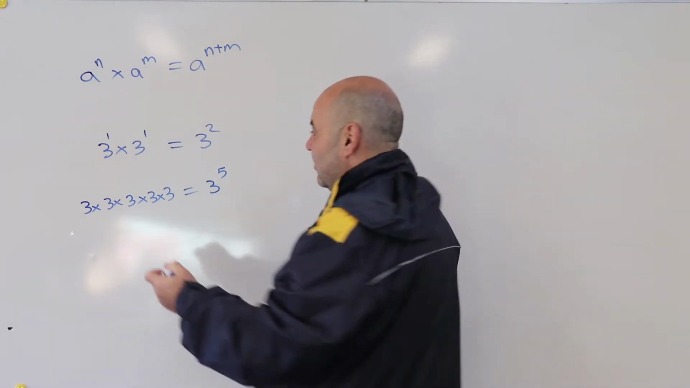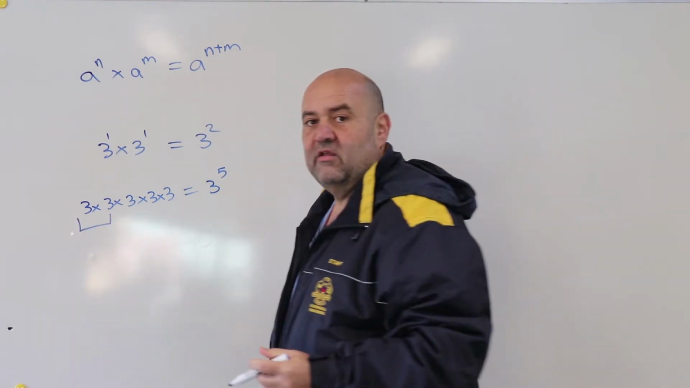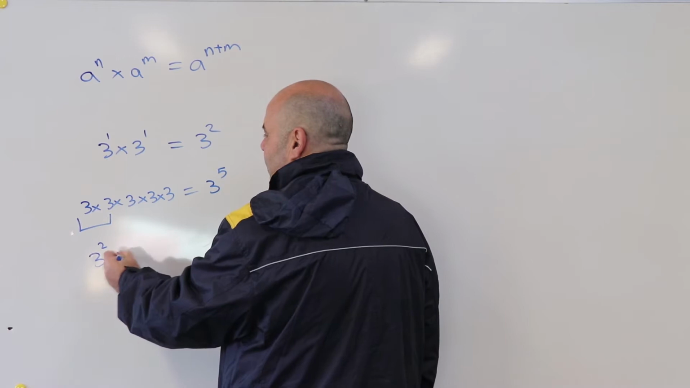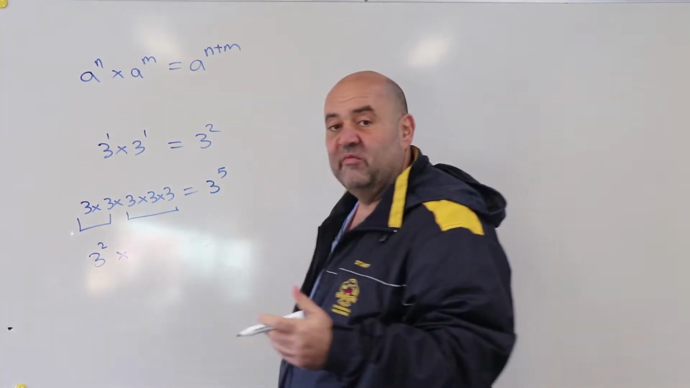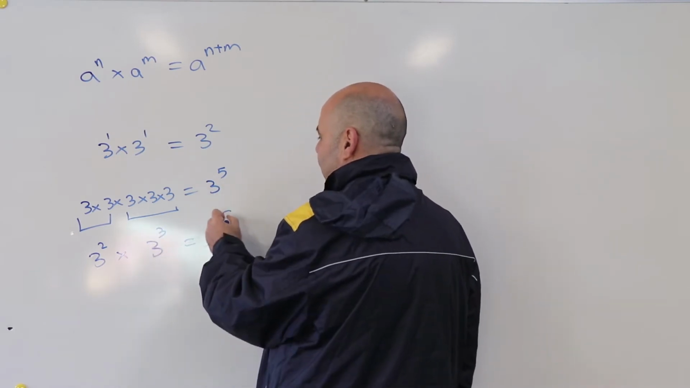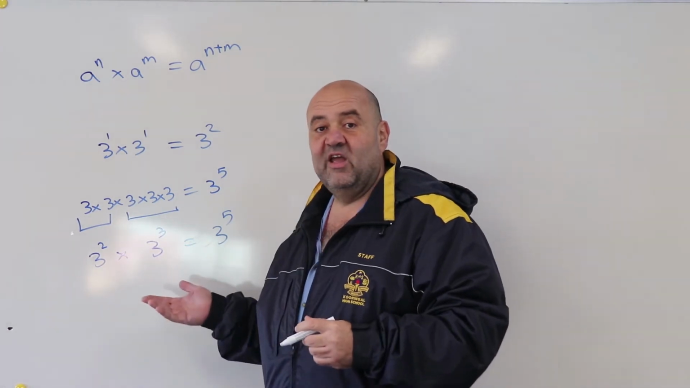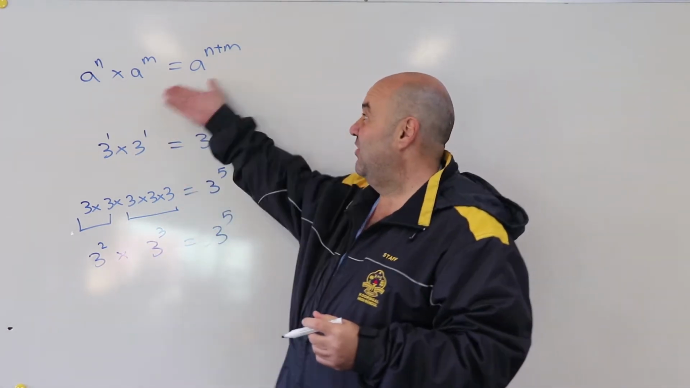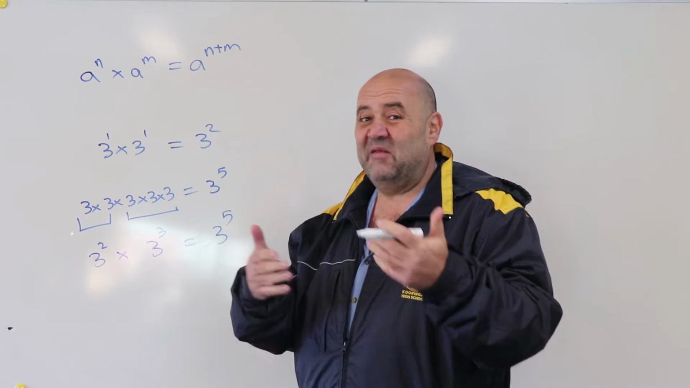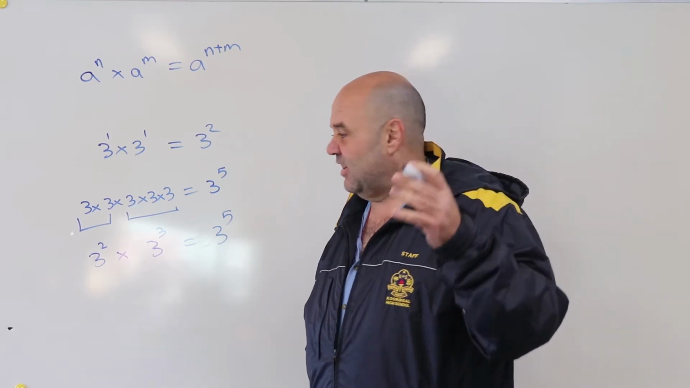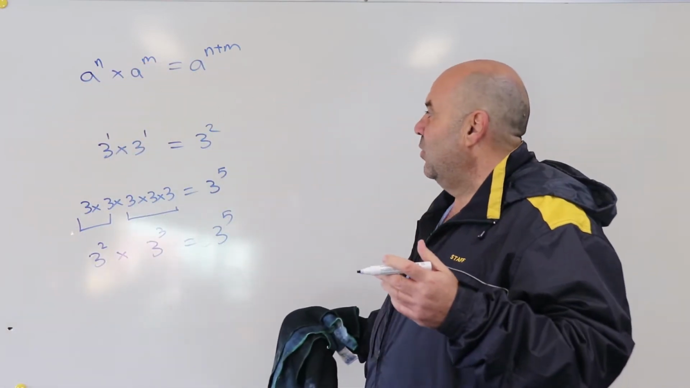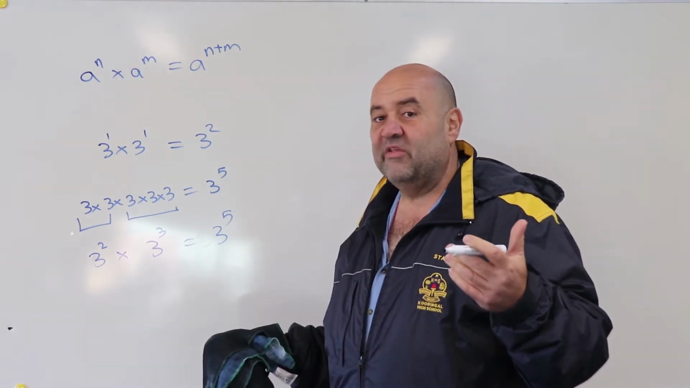But look at these two factors there. 3 times 3 is 3 squared, and those 3 factors there, 3 times 3 times 3, is 3 cubed, and the answer is 3 to the power of 5. Look at what's happened to the powers. When we multiply, we add powers. That's where this index law comes from. Now that's always true. When you multiply, you add powers. Okay? So keeping that in mind, have a look at what happens when we use a power that's a fraction.